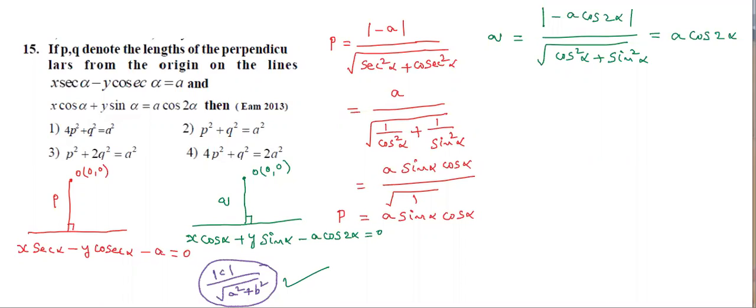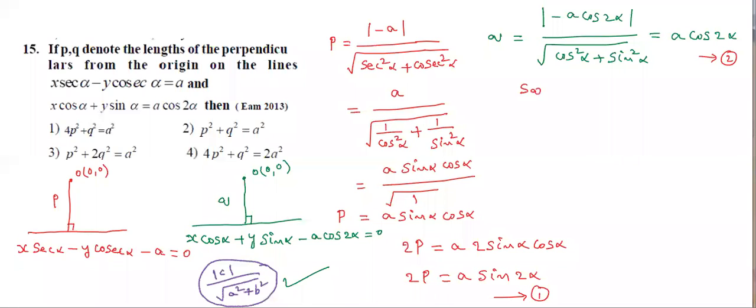But see the options, each and every option has squares. Now here I am going to do some calculation. Multiplying both sides with 2, 2p is equal to a into 2 sin alpha cos alpha. Why am I multiplying with 2? Because 2 sin alpha cos alpha, the formula is there, right? What is the formula? Sin 2 alpha. Now this is equation 1. This is equation 2.